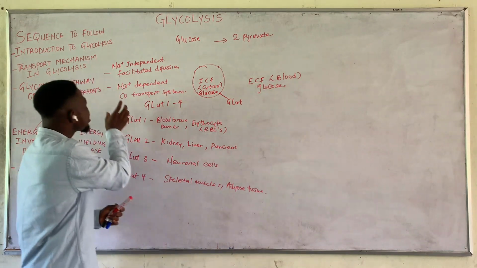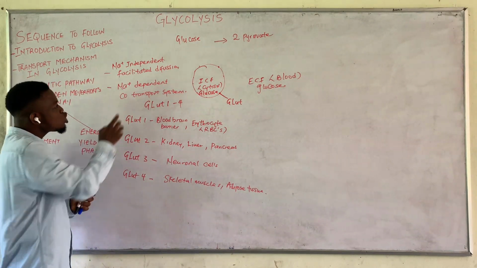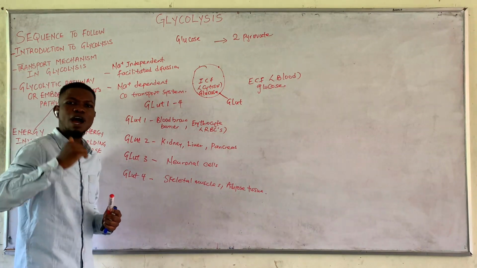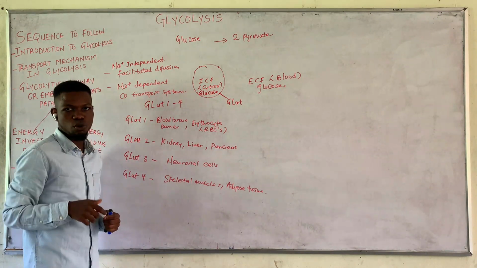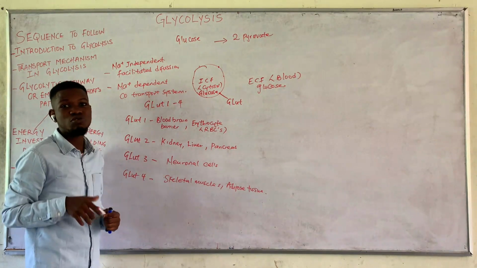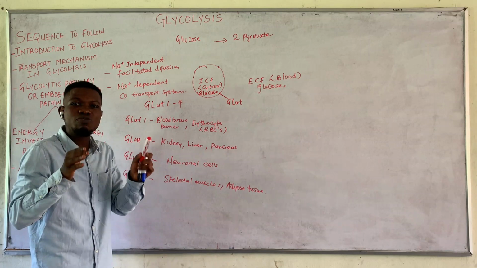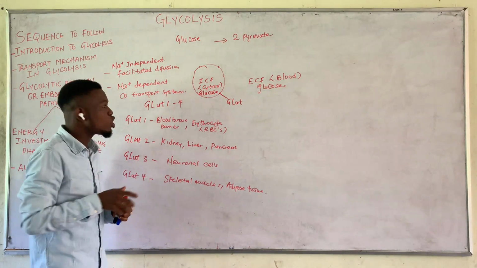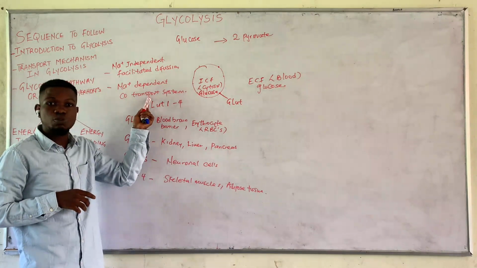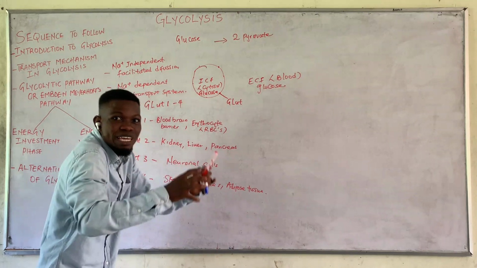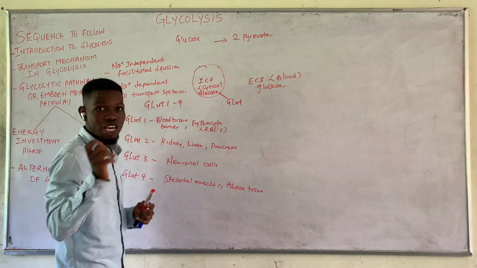Let's go on. The second transport mechanism is the sodium-dependent co-transport system. If you remember when we talked about active transport, it is divided into primary active transport and secondary active transport. Under secondary active transport, it is divided into co-transport and counter-transport. Here, we are looking at co-transport, where two molecules diffuse into the cell at the same time. That is another transport mechanism.